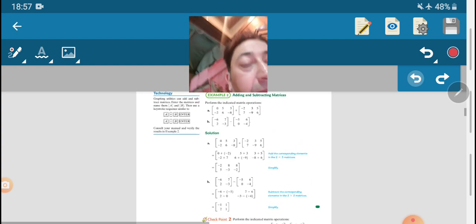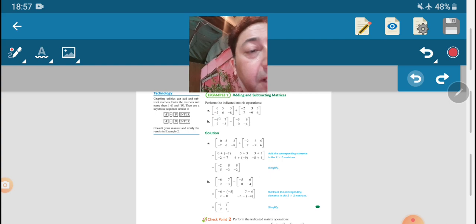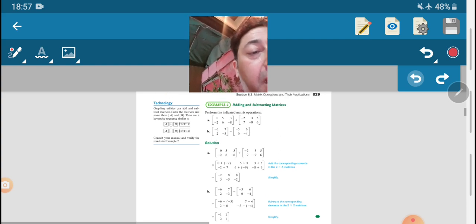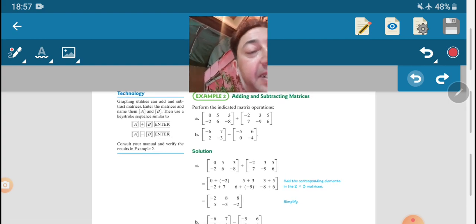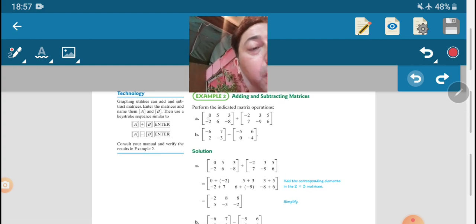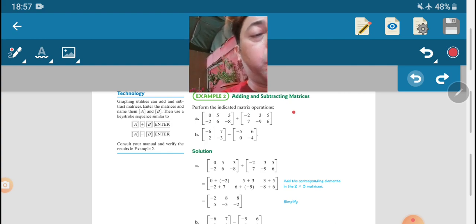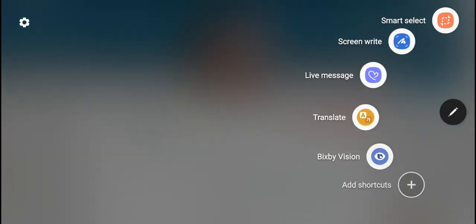And now, how to add and subtract. Here, A plus B, the first matrix and the second matrix, and then subtract these two matrices. So are these two matrices the same order? Yes. Both contain 2 rows and 3 columns, both. So we can add them.